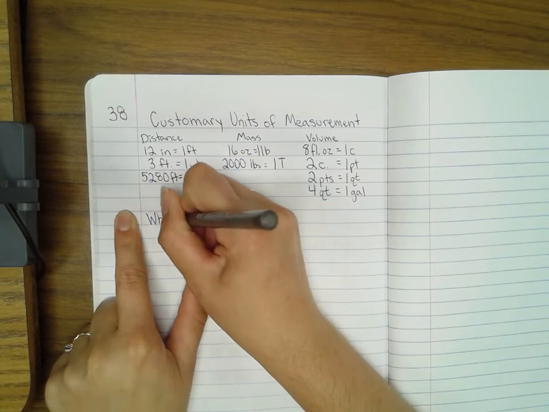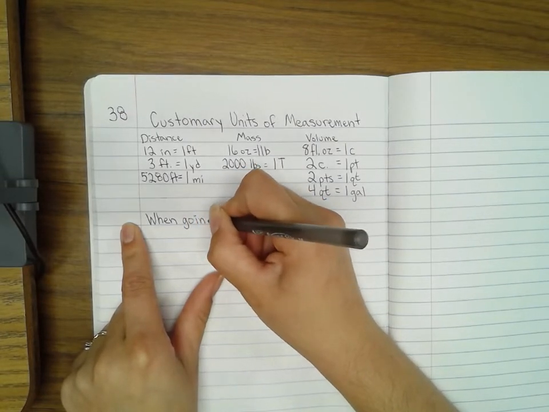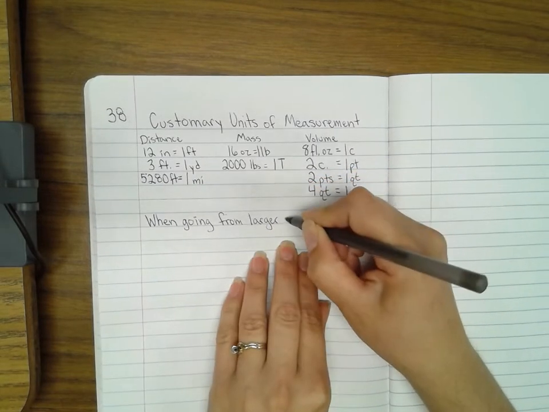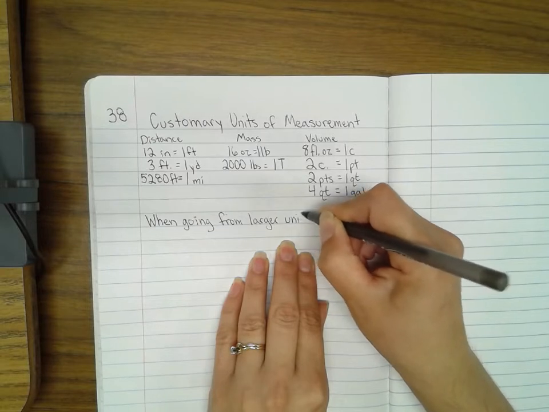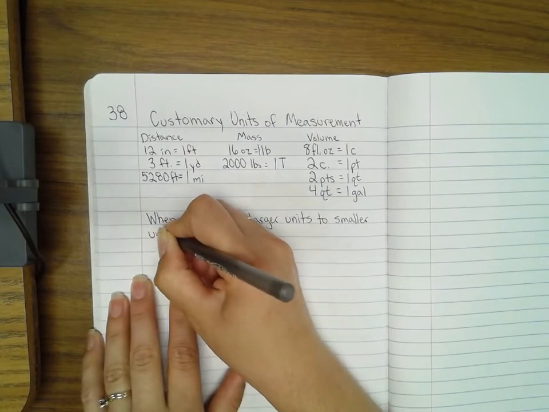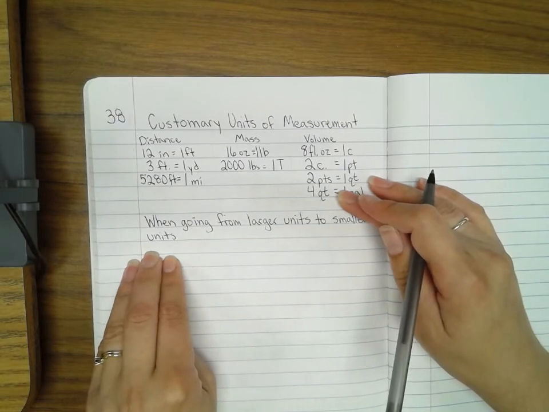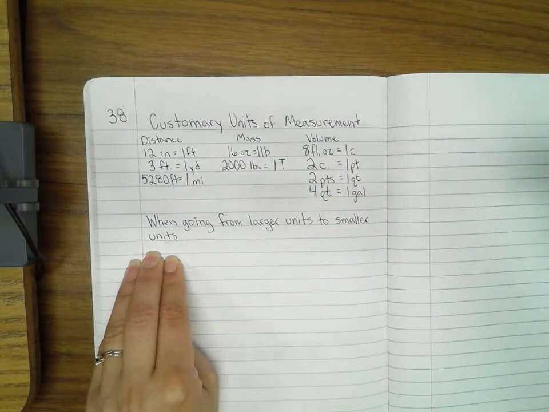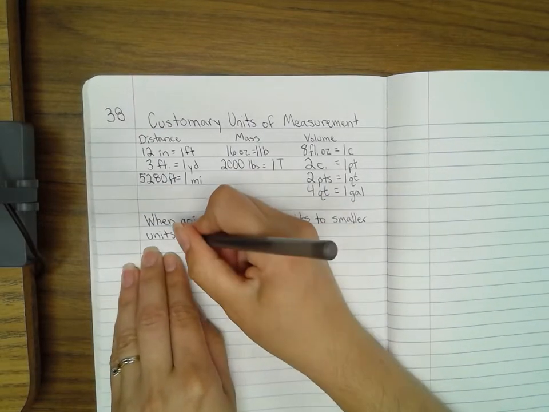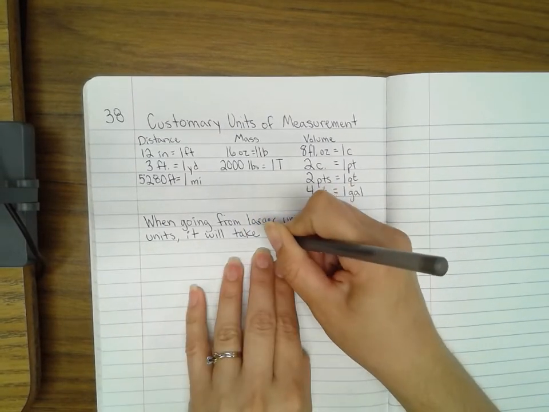When going from larger units to smaller units, So when I'm going from something like gallons to quarts, it's going to take more quarts to measure that same amount of punch or water or whatever I'm measuring. It's going to take more of the quarts to measure the same amount as it would in gallons. So when I'm going from larger units to smaller units, it will take more. So we need to multiply.